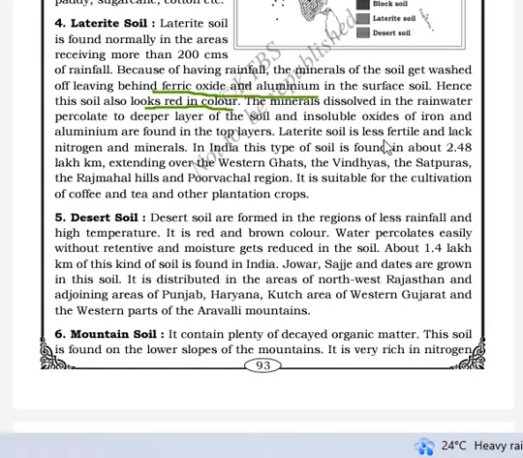Laterite soil is less fertile and lacks nitrogen and minerals. Since the rainwater has washed away the top layer of the soil, obviously laterite soil will be less fertile, and it has less nitrogen and other minerals.